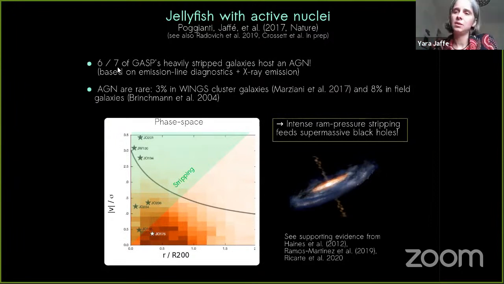So we think that somehow RAM pressure stripping is not only removing gas from the disks of galaxies, but is helping gas to be funneled into the center, triggering the nuclear activity. And we had the chicken and egg problem. We didn't know if maybe the AGN was aiding RAM pressure or RAM pressure was aiding or fueling the AGN. When you look at these galaxies in phase space, you really see that all the AGN in this sample are in the region where you expect stripping to be very intense. So we really think RAM pressure is helping the supermassive black hole to grow. And there is supporting evidence from other observational work and also simulations.